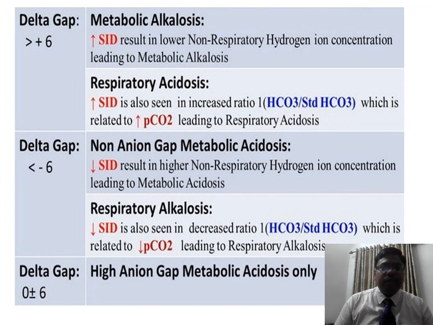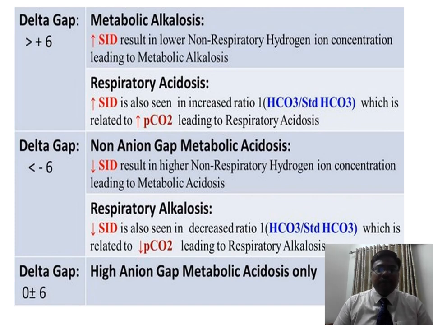And if the delta gap value is more than 6, it can denote either metabolic alkalosis or respiratory acidosis. In the previous slide we discussed, delta gap is proportional to strong ion difference. So increased strong ion difference will result in lower non-respiratory hydrogen concentration. This will result in metabolic alkalosis. Also, the increased strong ion difference will be seen in increased ratio. So this ratio also increases in respiratory acidosis. So increased delta gap can be seen either in metabolic alkalosis and also in respiratory acidosis.